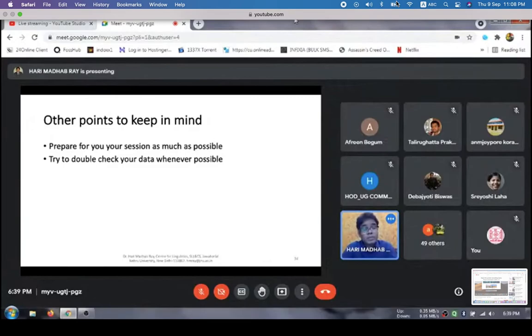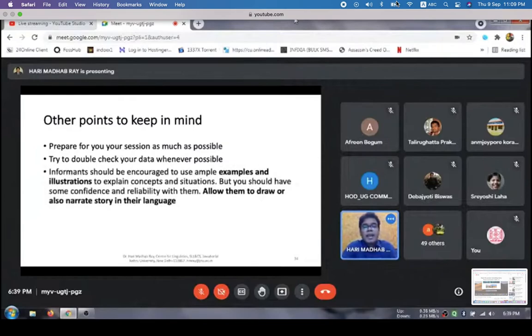Prepare for your session as much as possible. The questionnaires and other things, you need to prepare these, and try to double check your data whenever possible. Whenever you get time, try to double check your data with that same informant, as well as with other informants, because you never know, you cannot believe whatever the person is saying. So you need to double check your data, you see. This is one piece of advice. And I think I have already told you, informants should be encouraged to use ample examples and illustrations, and you should have some kind of confidence and reliability with them, and allow them to also narrate stories in their language. I already told you that if they're narrating a story in the language, you have gathered enough information in that particular language, you see.